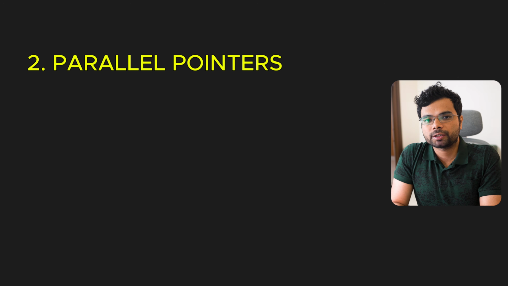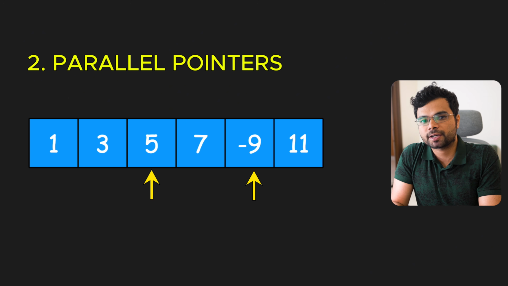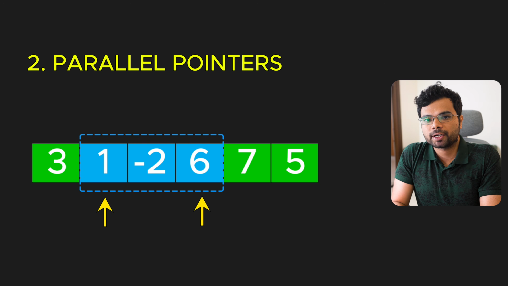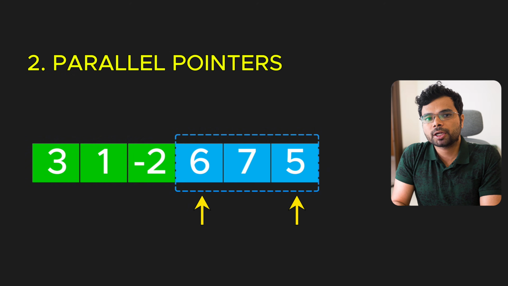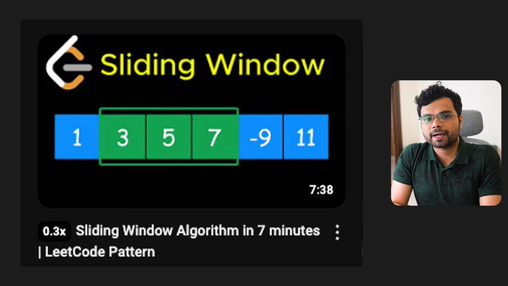Next, parallel pointers. In this approach, both pointers start at the same end, usually the beginning, and move in the same direction. These pointers generally serve two different but complementary roles. The right pointer is used to explore or find new information, and the left pointer is used to track progress or maintain constraints. Sliding window technique is a popular variation of this approach. In sliding window, two pointers slide across an array or string while maintaining a dynamic range. It's commonly used to find subarrays or substrings that meet specific criteria. I have covered sliding window in a separate video. Feel free to check it out if you want.